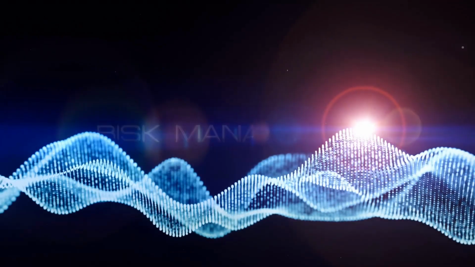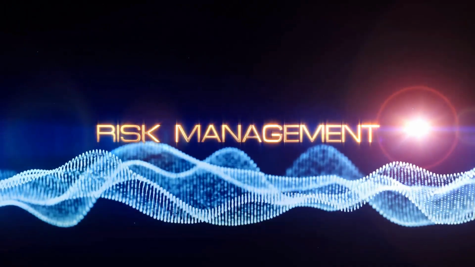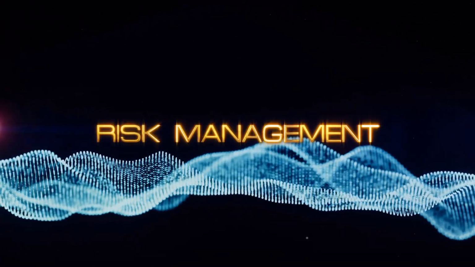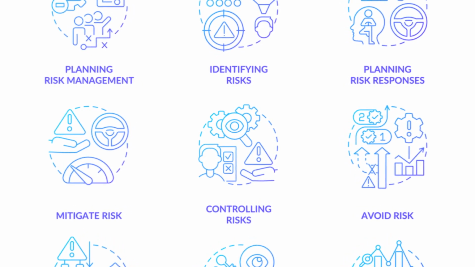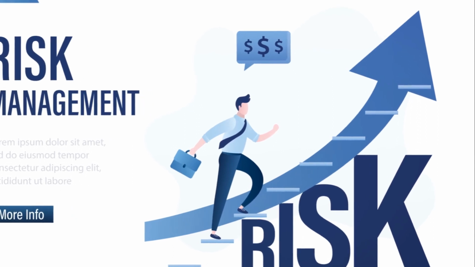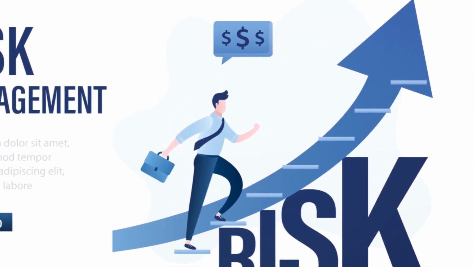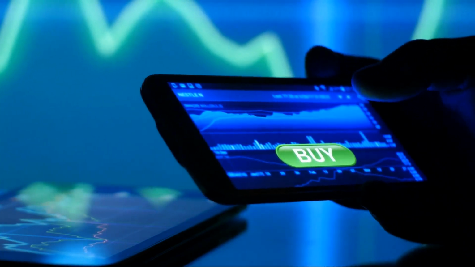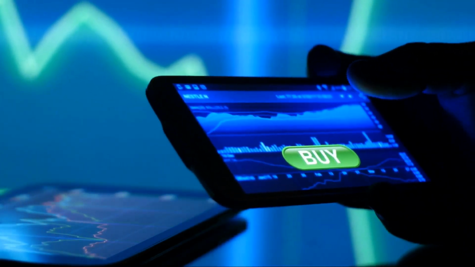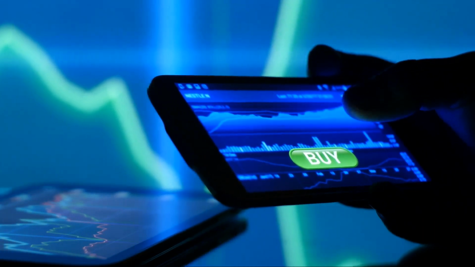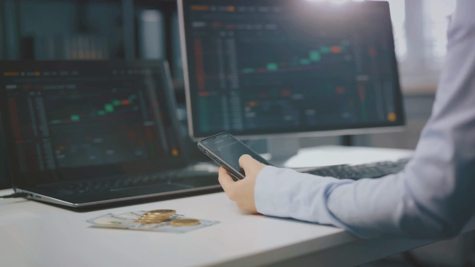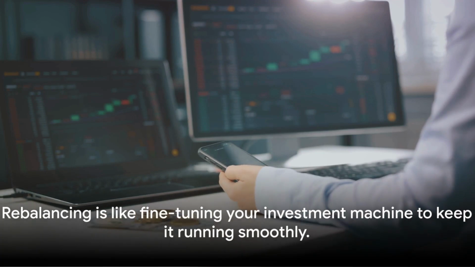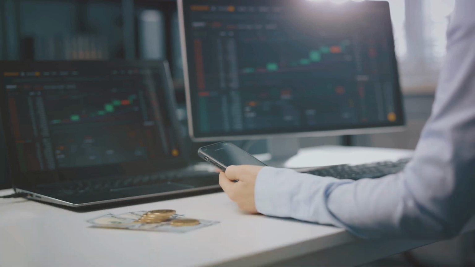But why is this necessary? Well, let's go back to our example. If your stocks are now making up 60% of your portfolio, you're taking on more risk than you initially planned for. Rebalancing helps ensure you're not unintentionally drifting into a riskier investment strategy. Rebalancing also offers a systematic approach to buy low and sell high, one of the golden rules of investing. When you rebalance, you're often selling assets that have performed well and hence are high, and buying more of those that haven't and are low. Rebalancing is like fine-tuning your investment machine to keep it running smoothly.